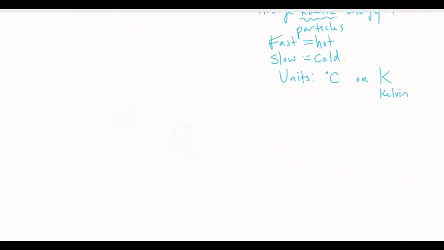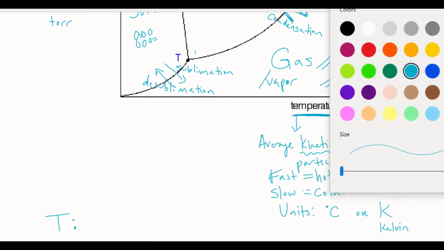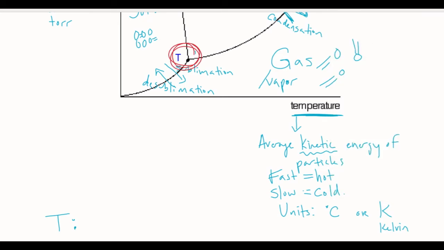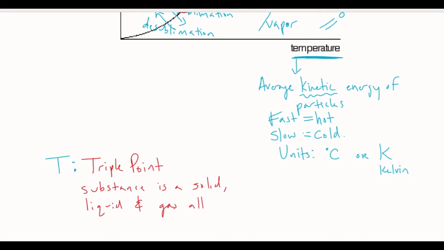So last two things on this graph that we have not talked about yet are these two letters. The first one is T, which is right here on this graph. This is T. T stands for the triple point. As you can see on this graph, all three are connected on that little point. So this is when a substance is a solid, a liquid, and a gas, all at the same time.